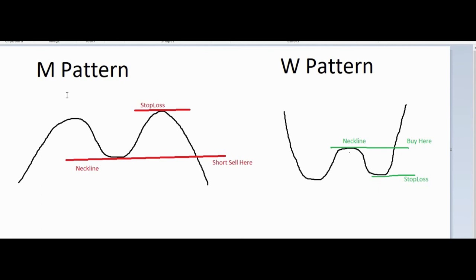See, an M pattern looks like this and W pattern looks like this. So when the stock is coming down, when the stock is breaking down the neckline, we have to short sell, and the head should be taken as the stop loss. Whereas W pattern gives long entry.